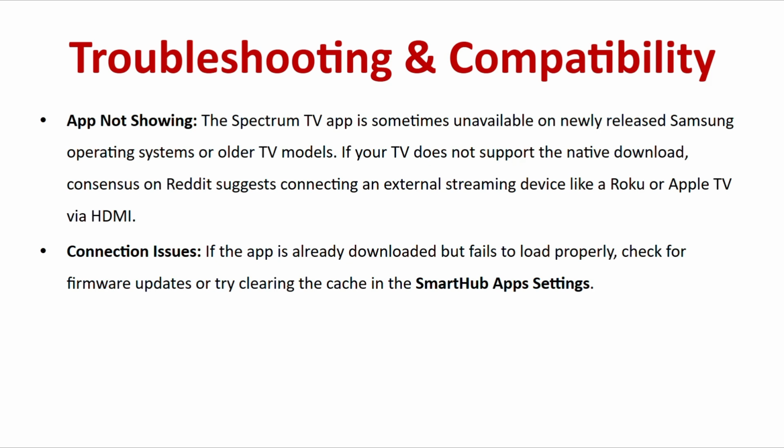Troubleshooting and compatibility. For app not showing, the Spectrum TV app is sometimes unavailable on newly released Samsung operating systems or older TV models. If your TV does not support the native download, consensus on Reddit suggests connecting an external streaming device like a Roku or Apple TV via HDMI.